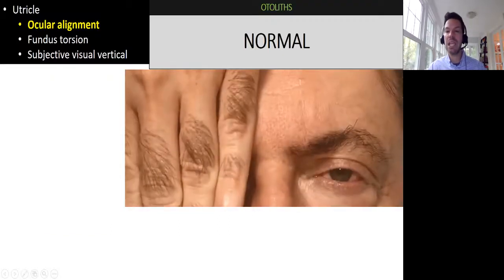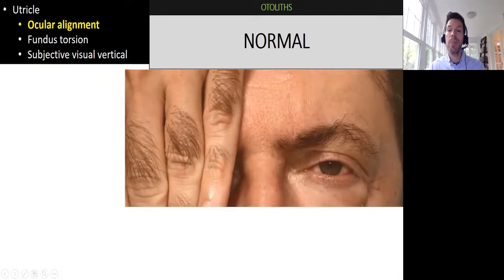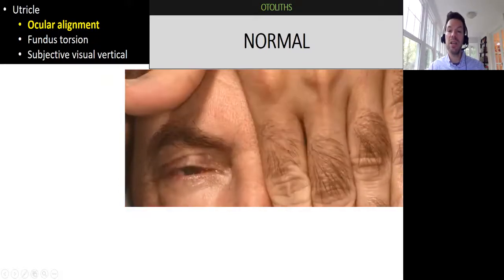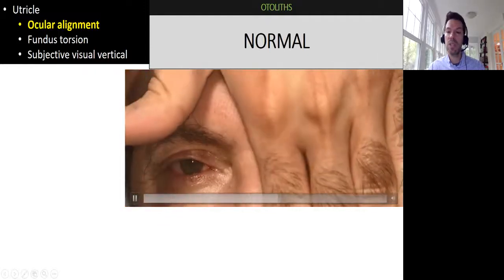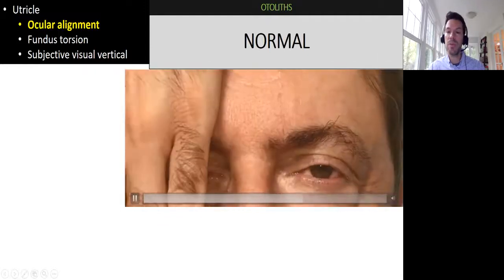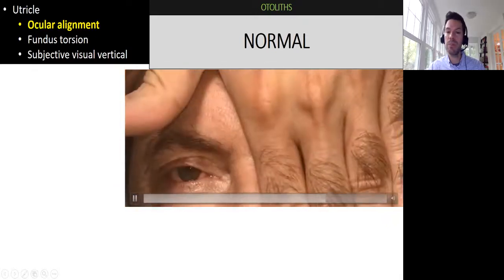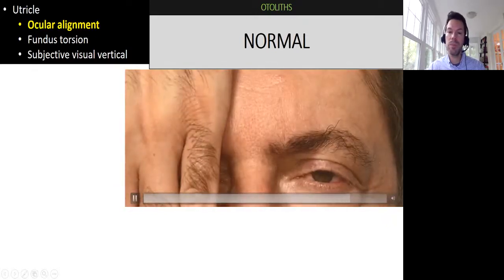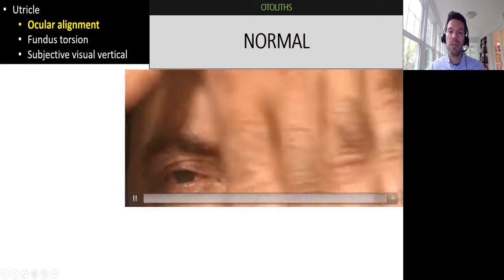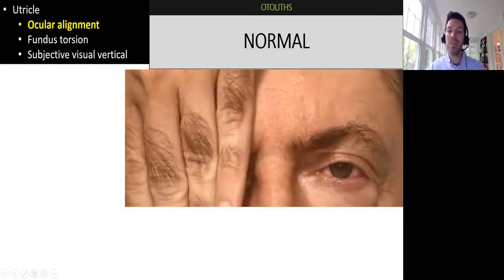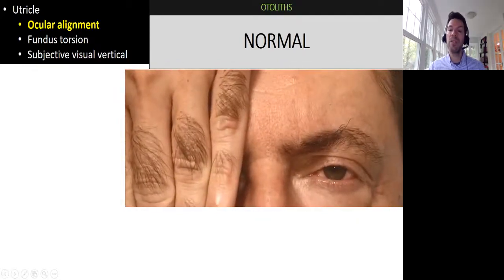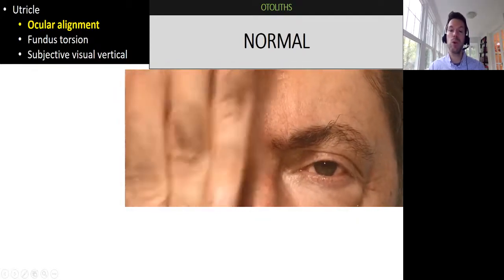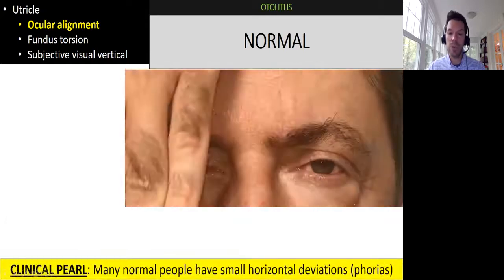So this patient has the acute vestibular syndrome. We're seeing the patient in the hospital, and every time the fellow uncovers an eye, it comes in a little bit. So there's a little bit of an exophoria, this exodeviation that we can see with alternate cover. It's a little bit of a horizontal movement. This is not a vertical movement.